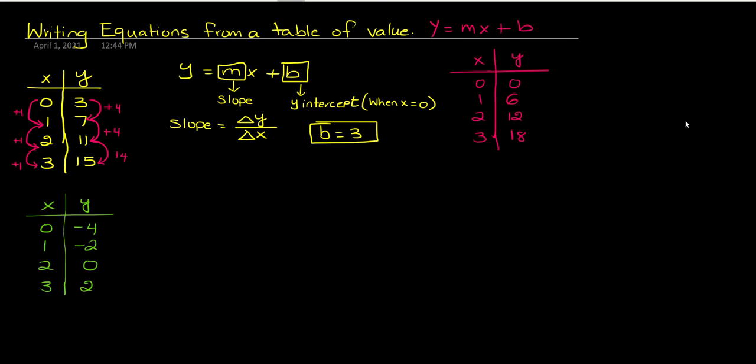So now the slope equals the change in y, which is 4, divided by the change in x, which is 1. So what's 4 divided by 1? It's 4.